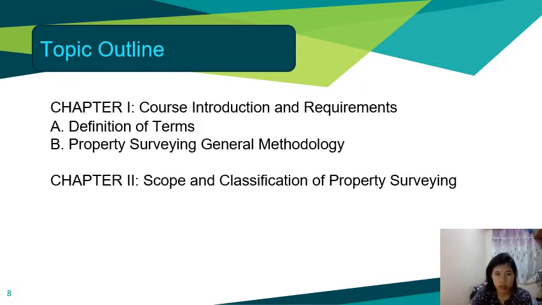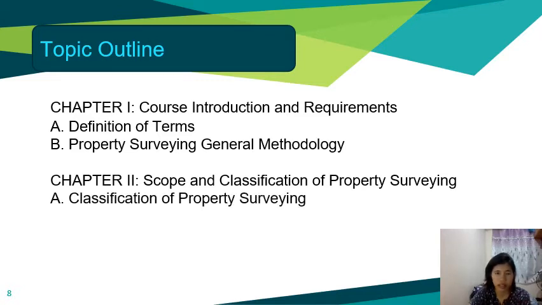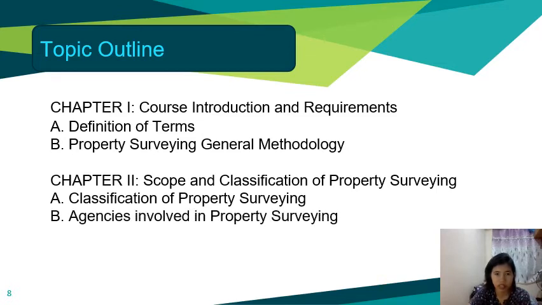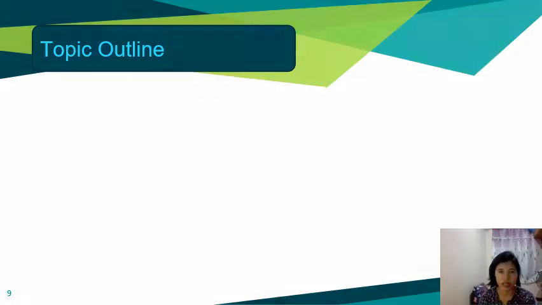We have chapter 2, the scope and classification of property surveying. Here we have the subtopics: classification of property surveying, agencies involved in property surveying, because we have a lot of agencies that are assigned to this type of subject. Then instrumentation: what are the different instruments that are being used in the different kinds of survey.